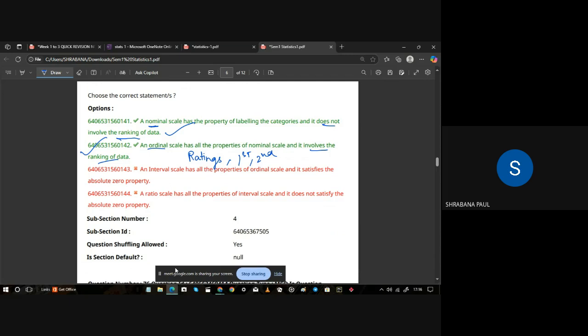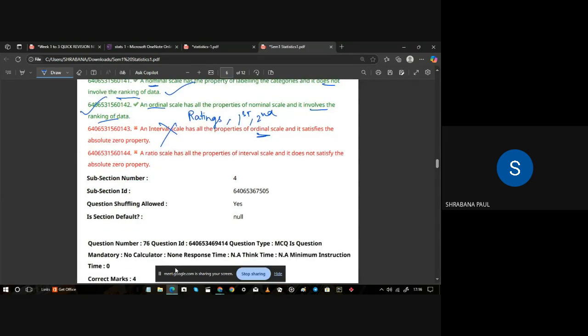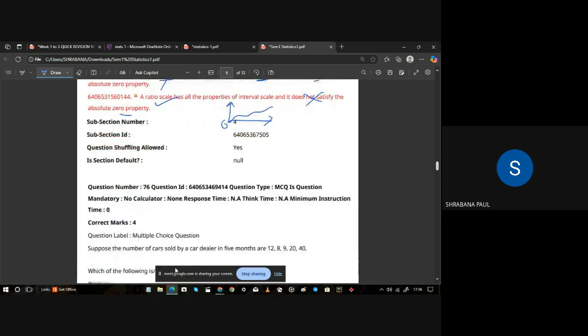Next, interval scale has the property of ordinal scale if it satisfies absolute zero property. No, interval में absolute zero का कोई property नहीं होता है, because our ratio scale has all the properties of interval scale and it does not satisfy absolute zero. Wrong, it does satisfy. Ratio scale में मैंने बोला था कि origin zero से होता है तो absolute zero property satisfy करता है. Interval scale में absolute zero property satisfy नहीं करता.